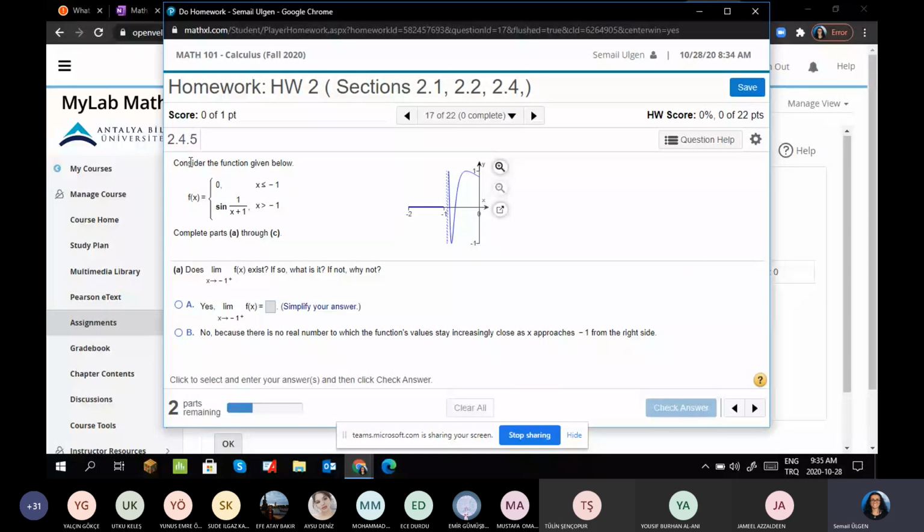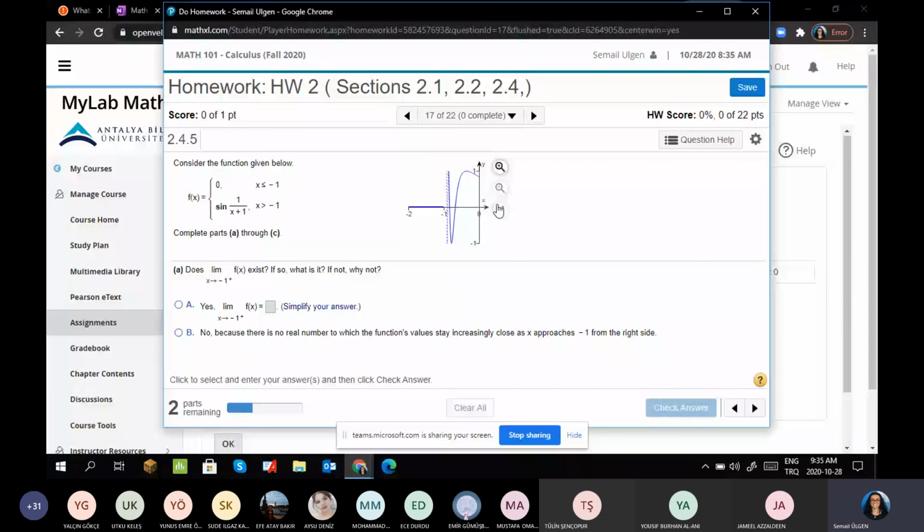Let's consider the function given below. This is a piecewise function made up of two pieces. One piece is this piece, the other piece is this sine 1 over x plus 1 part. So whenever x is less than -1, it's a 0 function. Whenever x is bigger than -1, it is the sine 1 over x plus 1 function.